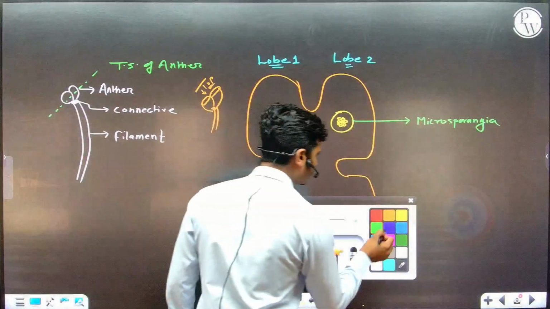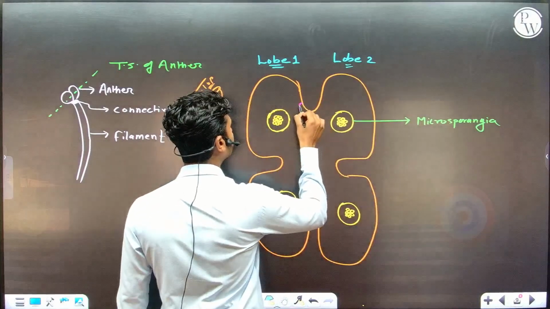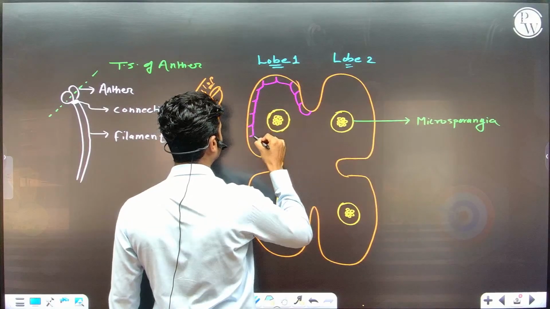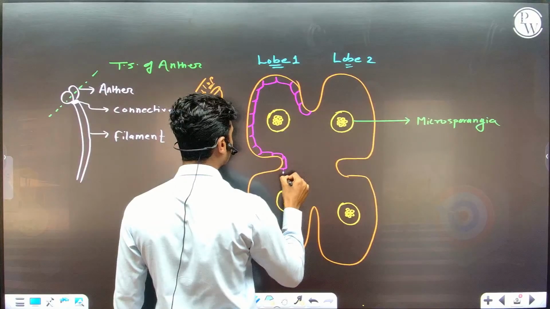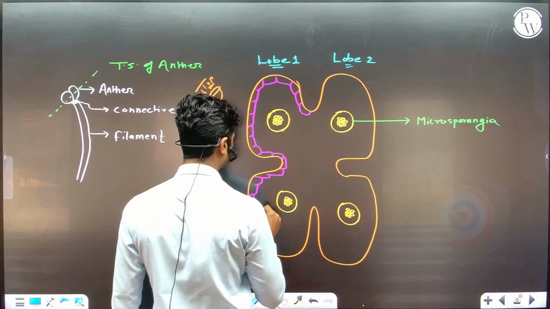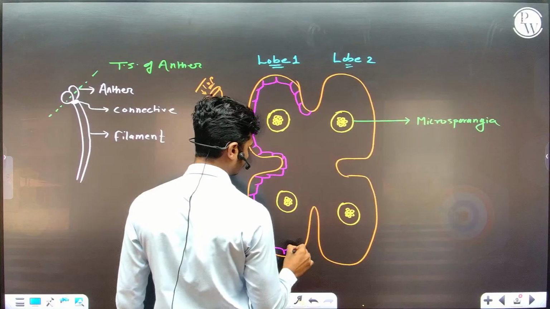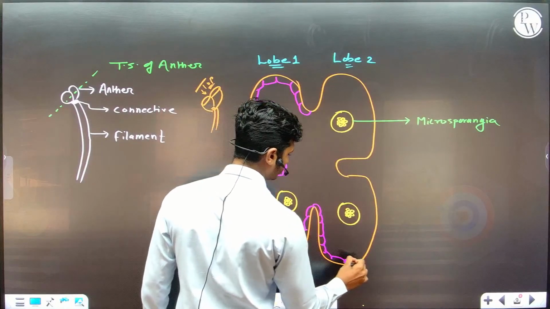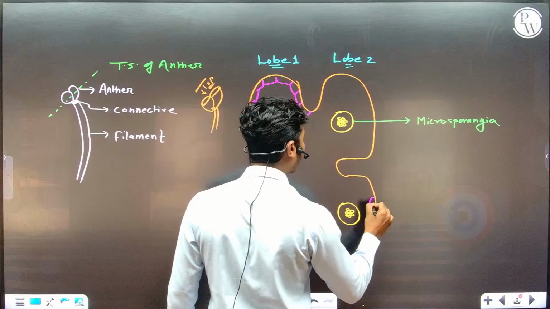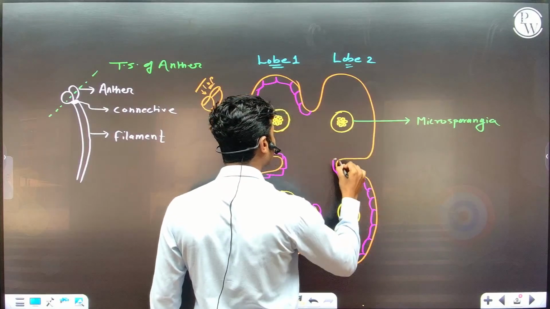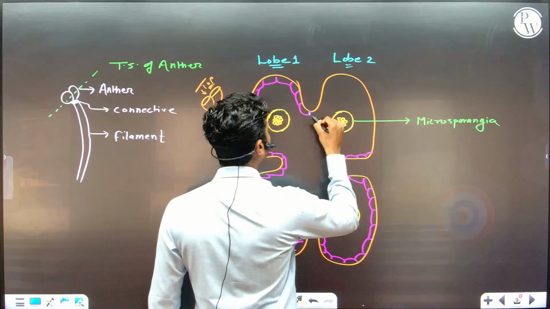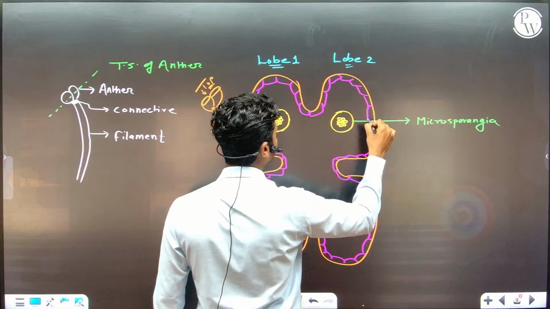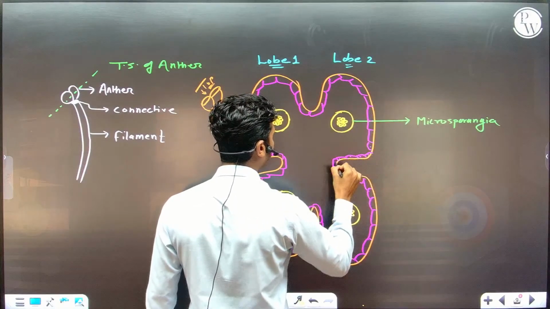Now, the flat membrane which is present in the structure of anther, I am drawing here. Flat cell membrane, and it is for protection purpose. If I am saying any flat cell membrane present on the outermost side and it is for protection purpose, then you can easily remember the name of this layer.